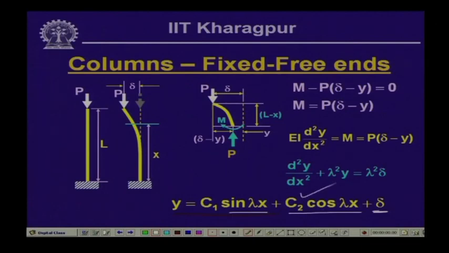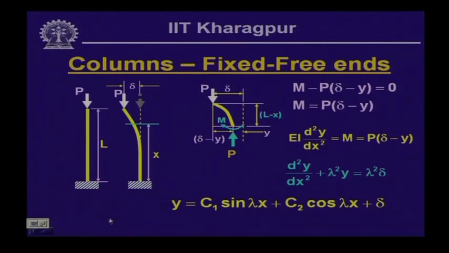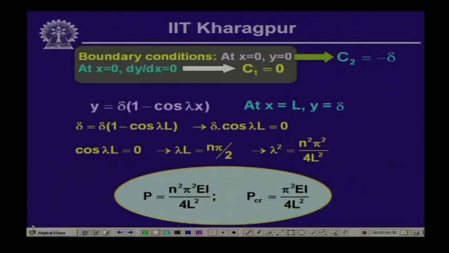Now, we will have to solve for c1 and c2 from the boundary conditions, and as you can see at x equal to 0, y is 0 here, and at x equal to 0, dy/dx also is 0, the slope is 0 here, and also we will have to satisfy that at x equals to L, y is equals to delta. Now, if we satisfy this, what we get is that at x equal to 0, y equal to 0 will lead to c2 is equals to minus delta, and at x equal to 0, dy/dx equals to 0 will lead us to c1 is equals to 0.